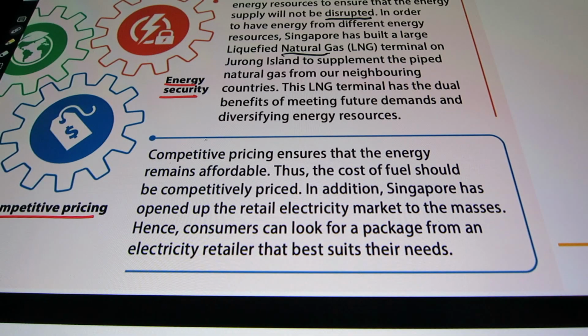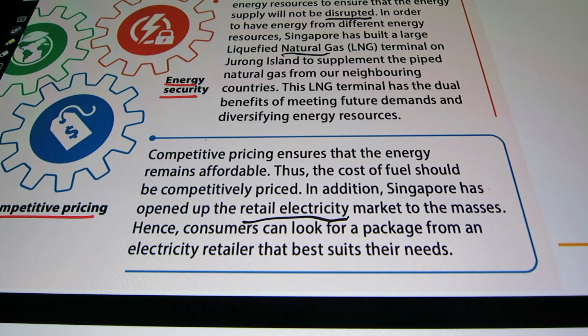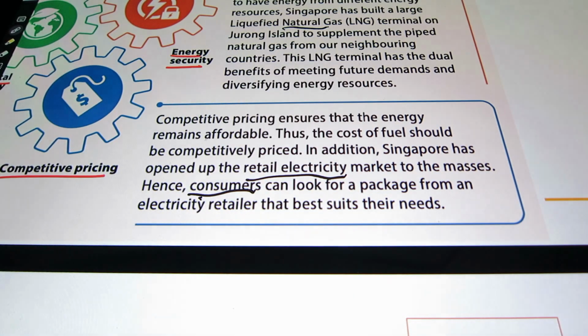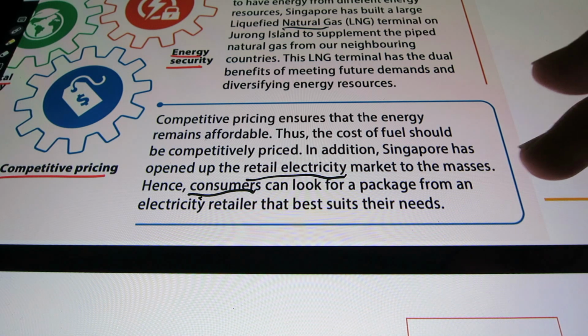Because if not, you want to switch on your light, it's gonna, for let's say 1 hour, cost you $200. Then nobody's gonna switch on the light lah, right? So we need to remain competitive. That's why you notice that we have opened up the retail electricity market. We have different companies supplying energy. So the customer, which is us, can look for a certain company to provide the energy depending on what we need lah.